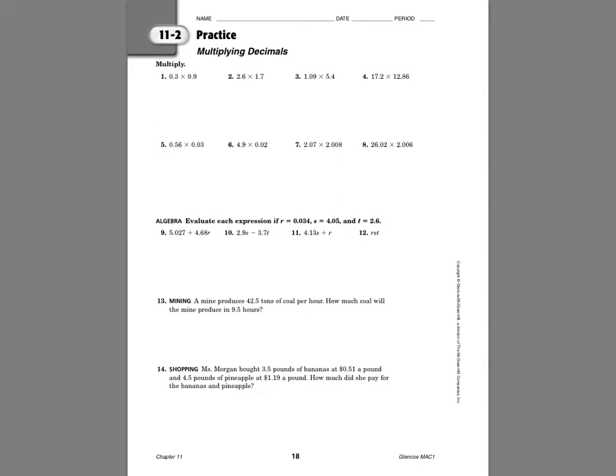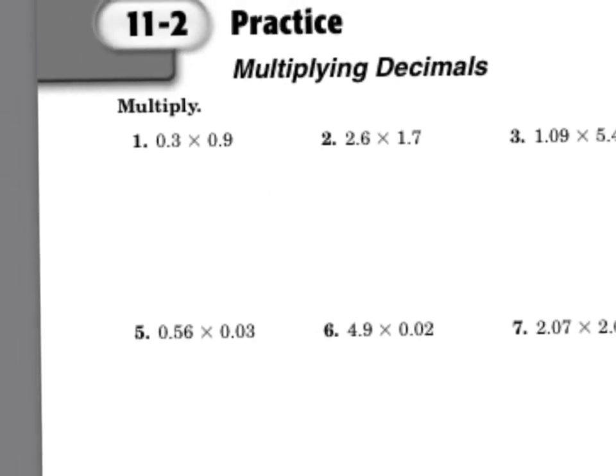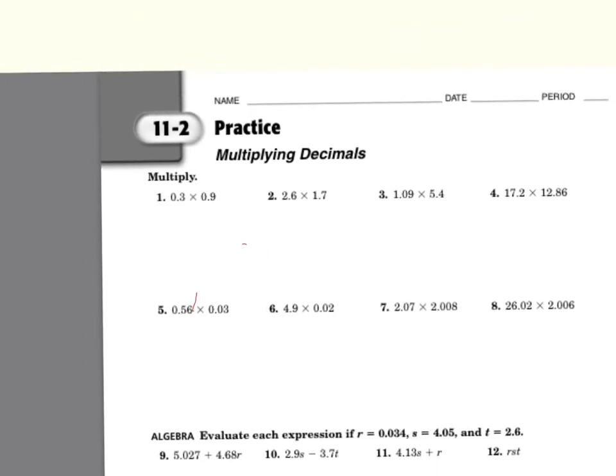Let's look at number 1. Write down number 1 on your paper. Okay, number 1, that's blurry. I don't know if it looks blurry on your page. Let me zoom out a little bit, make it better. Okay, it says 3/10 times 9/10.